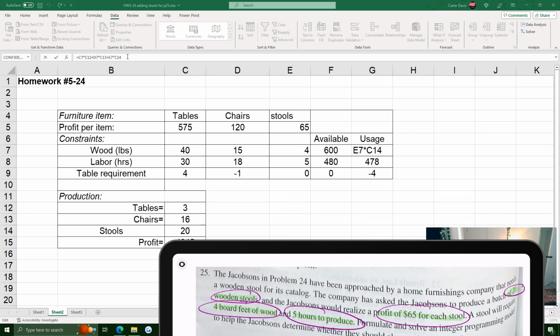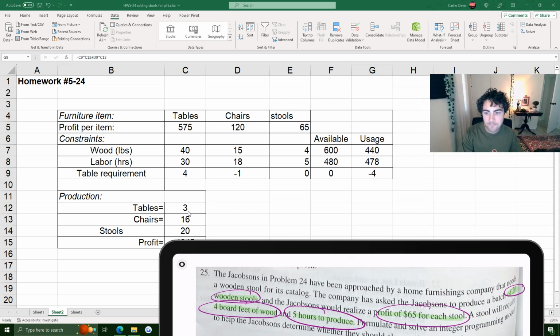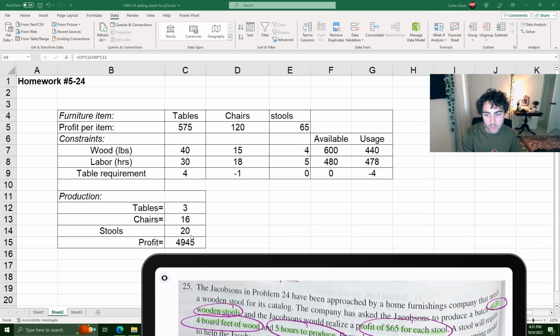The usage right here is this times this plus this times this plus this times this. And then same thing for the usage for the labor. Table requirement does not change because table requirement is only between the tables and the chairs. You don't need to worry about the stools for that. Now what I did is going to be different than the answer key for 25, the Excel thing y'all were given. So we'll address that in a moment.